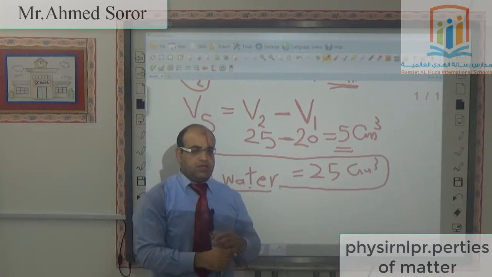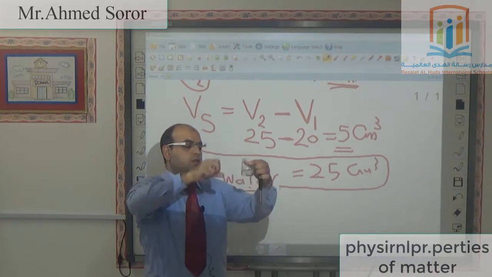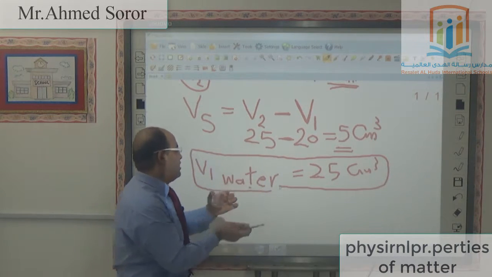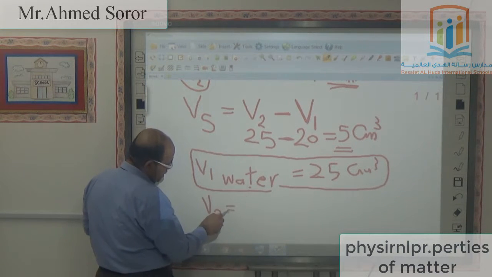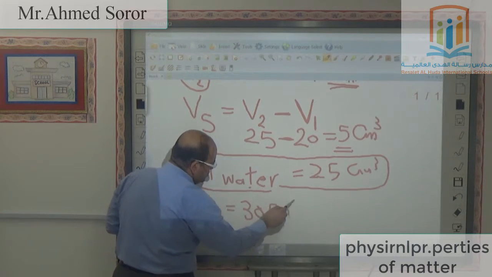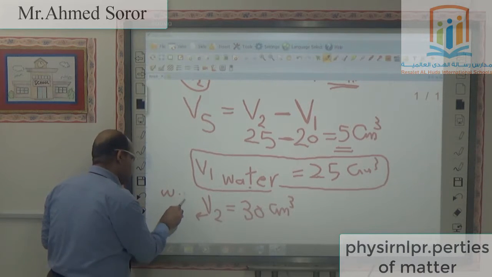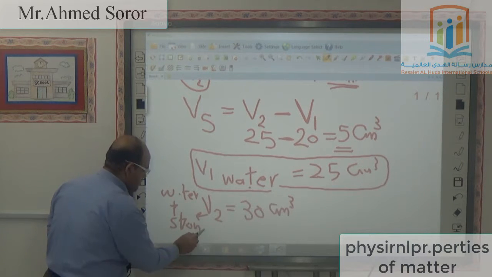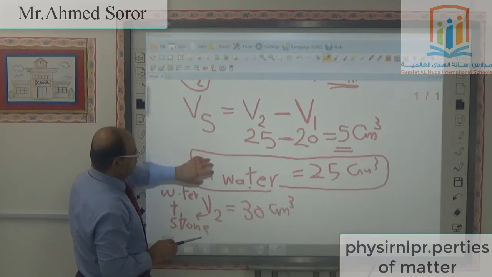When you put a stone in this beaker, the water rises until it arrives at 30. V2 equals 30 cubic centimeters. This is the volume of water plus stone. This is the volume of water.